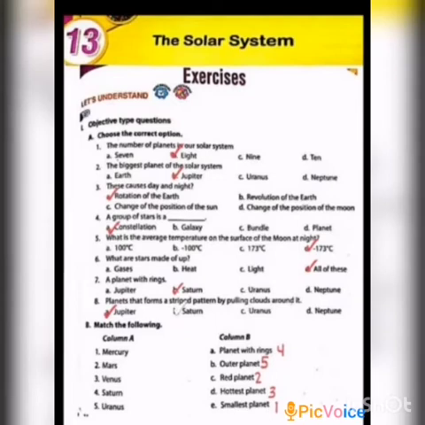C. 2. Then Venus. Venus, hottest planet. D. And fourth one, Saturn. Planet with rings. A. Fourth one. Fifth one, Uranus. That is B. Outer planet. Okay. Answer 4, 5, 2, 3 and 1.